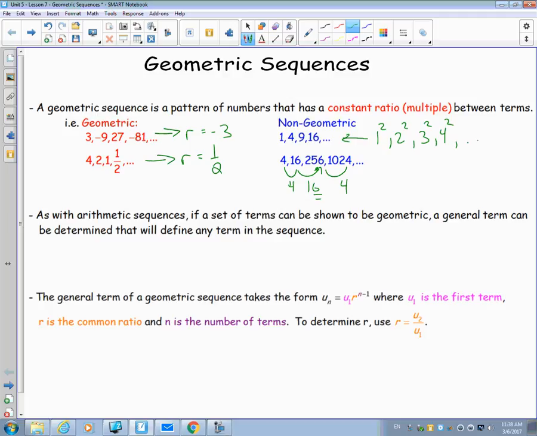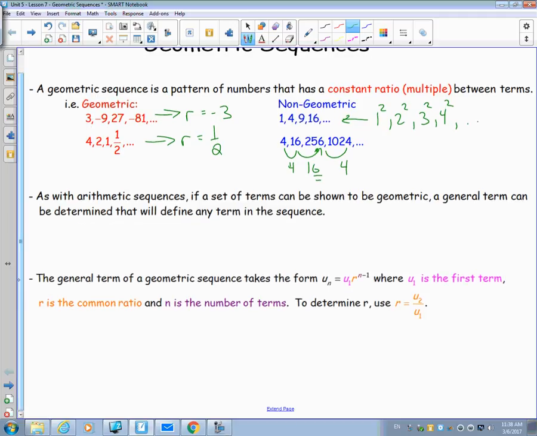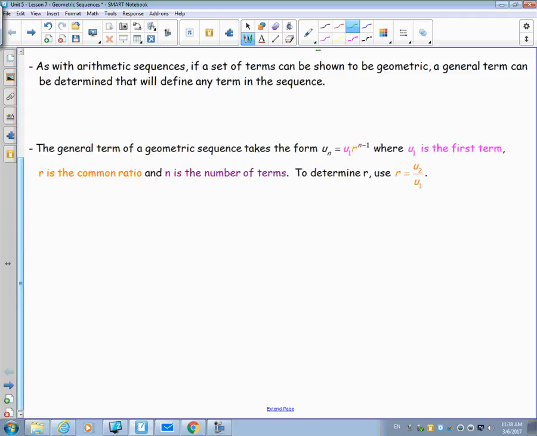And like arithmetic things, once we figure out they're geometric, we can make a general term, an equation that defines this. So the general term for a geometric sequence looks a little bit different. We still have un, we still have u1, but now we have an r for our ratio, and it's to an exponent. How many times do you need to multiply by r? Okay, so the n minus 1 is our exponent this time. So other than the r and d difference, the letters are the same, we're going to apply them in a slightly different way. To find r, you can find the difference between u2 and u1 as a ratio. So divide them. That will give you your r every time.